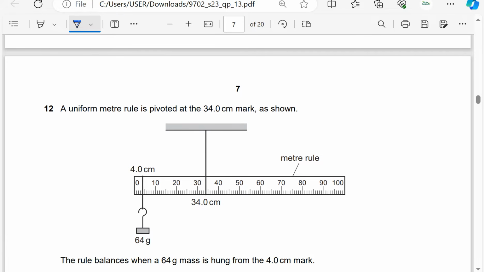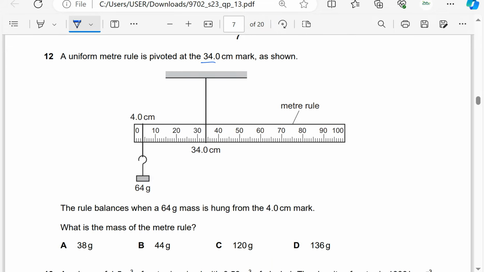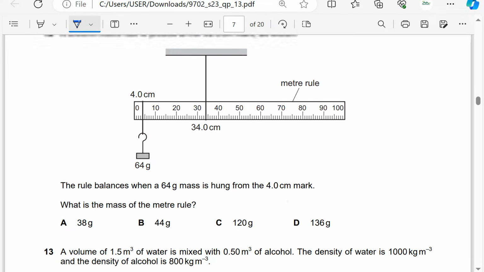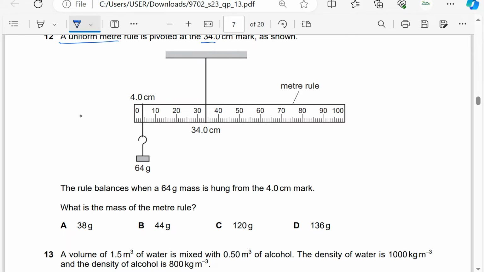A uniform meter rule is pivoted at 34.0 centimeter mark as shown. Note that it is a uniform meter rule, meaning its weight acts at the midpoint. The rule balances when a 64-gram mass is hung on the 4 centimeter mark. What is the mass of the meter rule? So since it's a uniform meter rule, its mass will be at the midpoint. So let's call this M. So the mass is going to cause a clockwise moment when this one is causing an anti-clockwise moment.